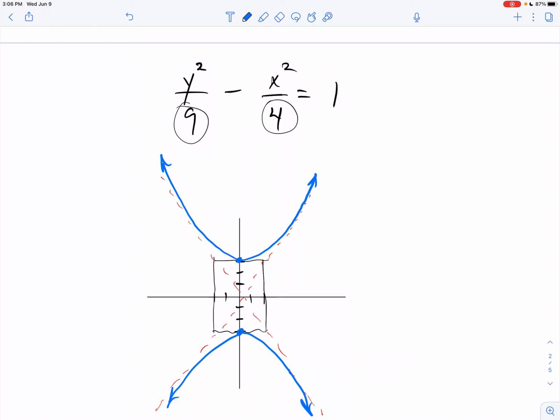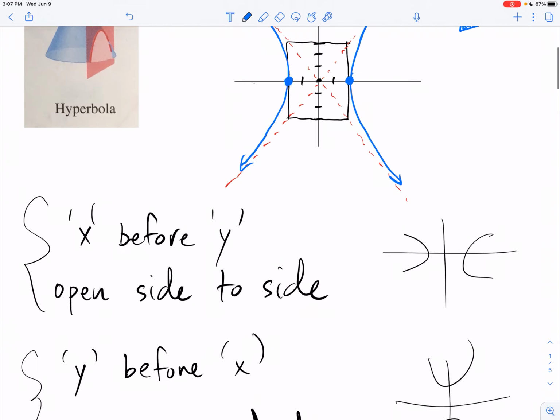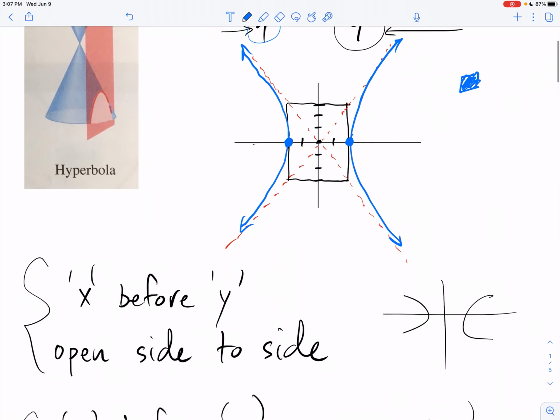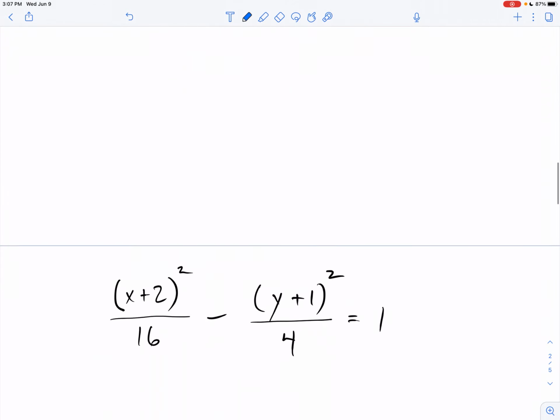But, once again, what did I graph? A hyperbola. How do I know it's a hyperbola? Because there is a minus in the middle, not a plus. And this one went sideways. Why? Because there's a minus in the middle, not a plus. And who's positive here? That is how you get it done. All right? Now, let's play with this one.